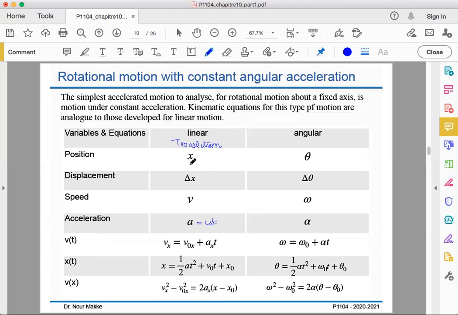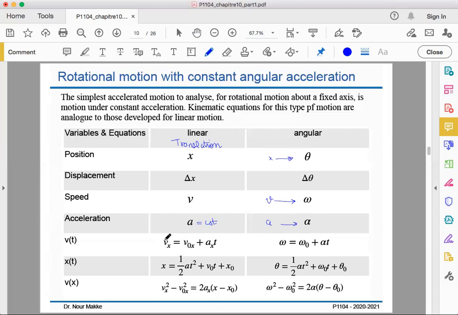Instead of the position variable x, the equivalent is theta. The displacement equivalent for delta x is delta theta. Instead of v, we now talk about omega for the angular speed, and instead of the acceleration a, we talk about the angular acceleration alpha. So instead of v we will have omega, instead of a we will have alpha, and instead of x we will have theta. Let's make this substitution.